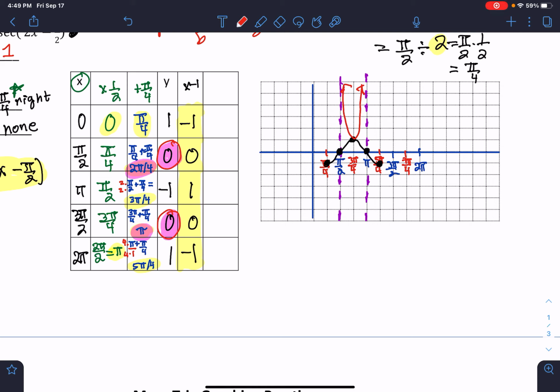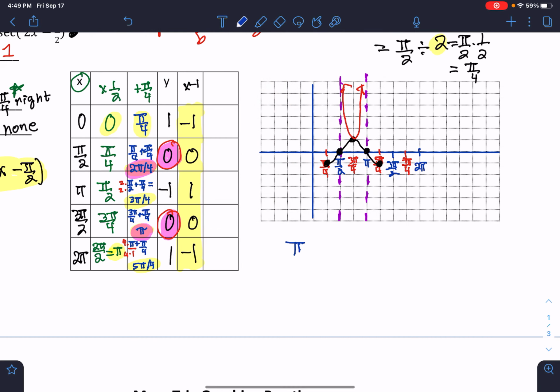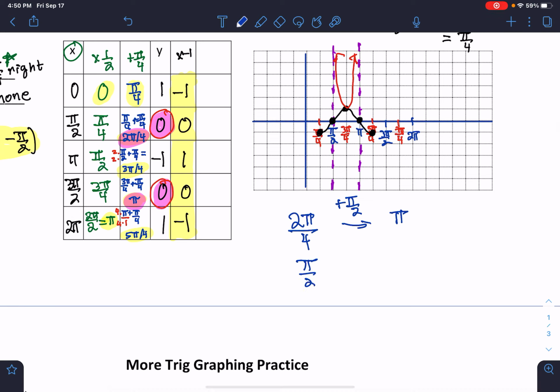One thing you need to notice is our graph is not complete because we only have one parabola. So if we look at our asymptotes, we went from 2 pi over 4 to pi. That means that we added pi over 2, because I don't know if you know this, but 2 pi over 4 just simplifies to pi over 2. So how far away is pi over 2 from pi? Well, that's pi over 2.